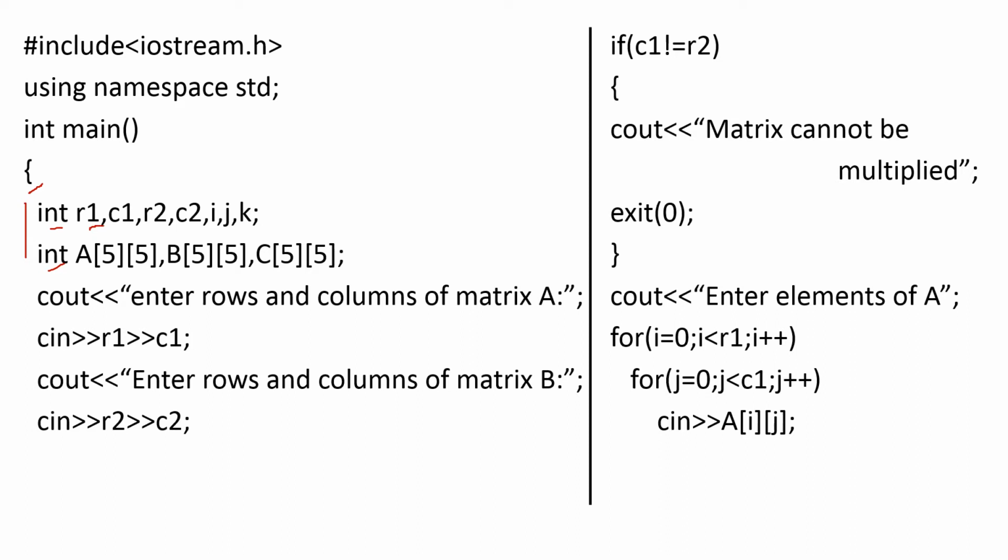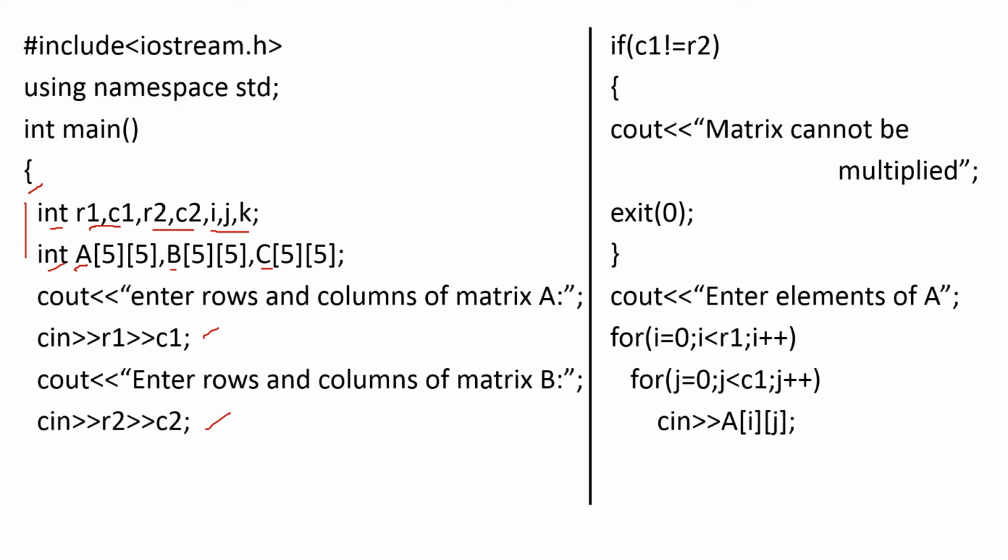R1, C1 are the rows and columns of the first matrix. R2, C2 are the rows and columns of the second matrix. I, J, K are the for loop variables. Three matrices are there: A, B, and C. Now enter the rows and columns of the first matrix, and enter the rows and columns of the second matrix.